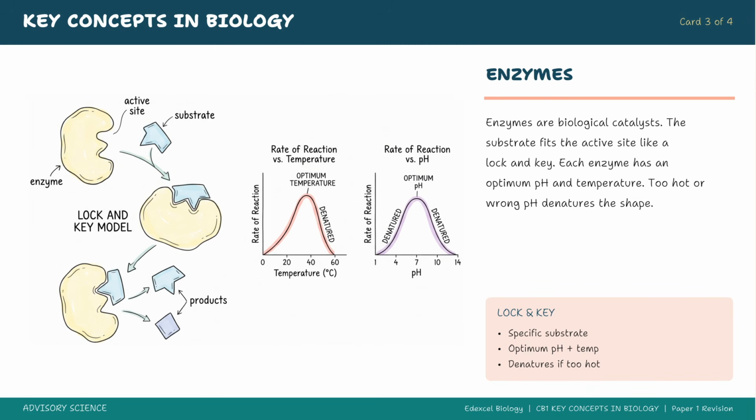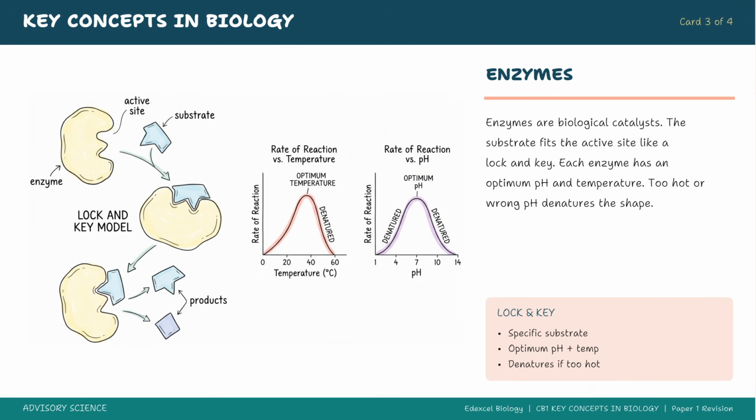If the temperature is too high or the pH is too far from the optimum, the active site changes shape permanently, and that means the substrate can no longer fit. When that happens, we say that the enzyme has denatured. An examiner tip: never say a denatured enzyme has died. Enzymes were never alive. You say the active site has changed shape and the substrate no longer fits.